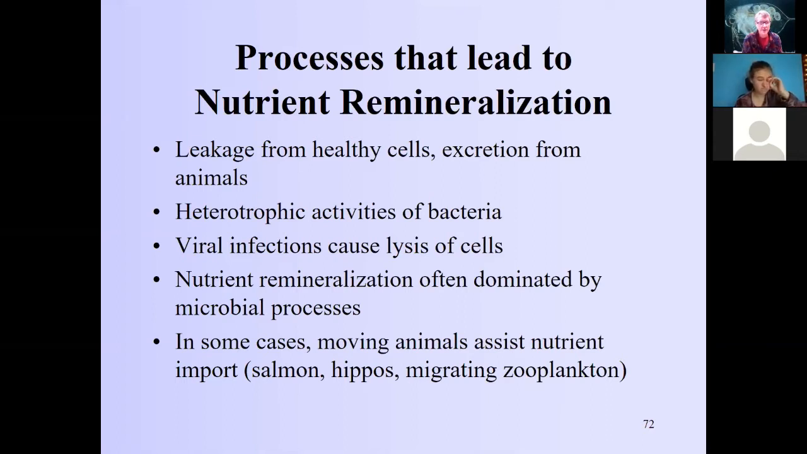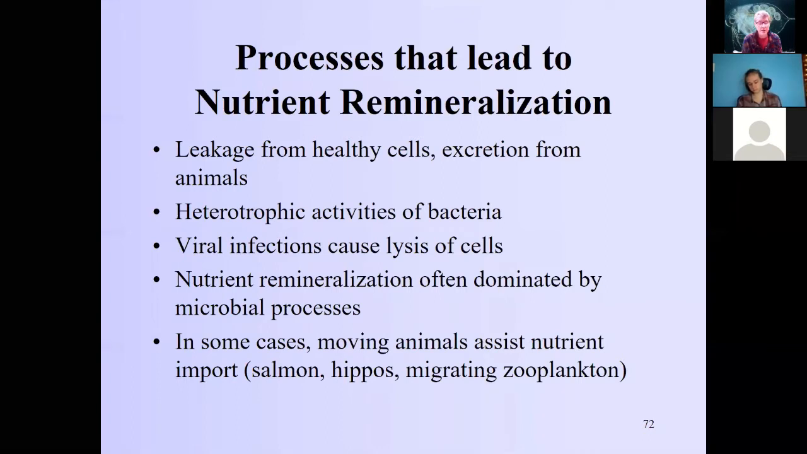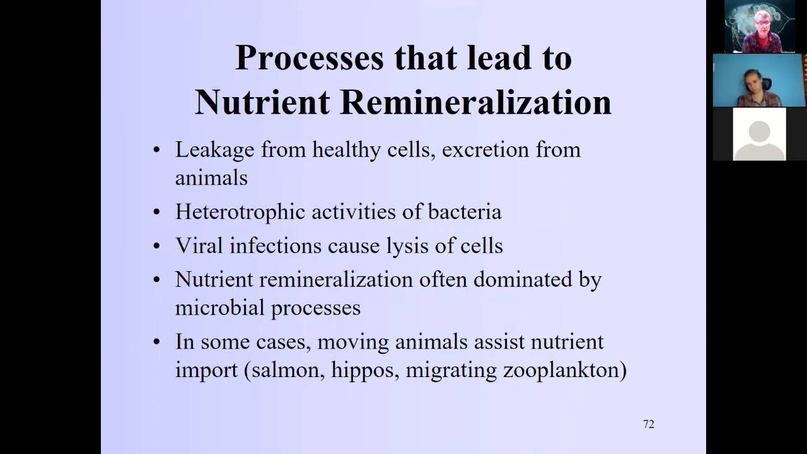And the reason for that is nutrient remineralization, or sometimes called mineralization. This can come from several places. Healthy cells leak some, they're not perfect. They also excrete things like proteins, enzymes and things like that at times to alter the environment around them. Many animals and bacteria excrete, heterotrophic bacteria excrete, and we'll talk about why they do that to maintain their homeostasis and balance of their stoichiometry.